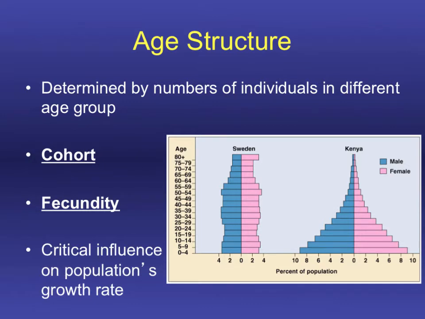All of these things help affect a population's growth rate, right? Sweden has got a relatively stable growth rate. Kenya's got a relatively high growth rate. Other countries are more of a top-heavy, declining growth rate sort of situation, so it depends on the overall structure of the population.